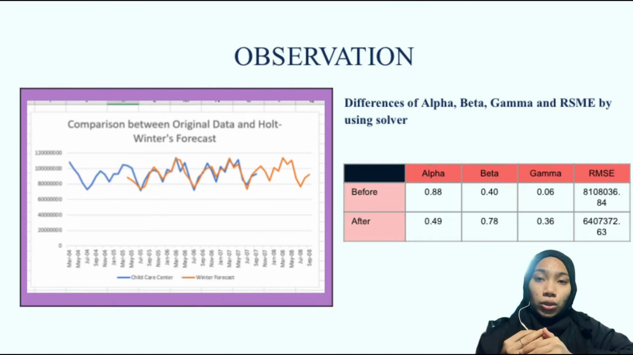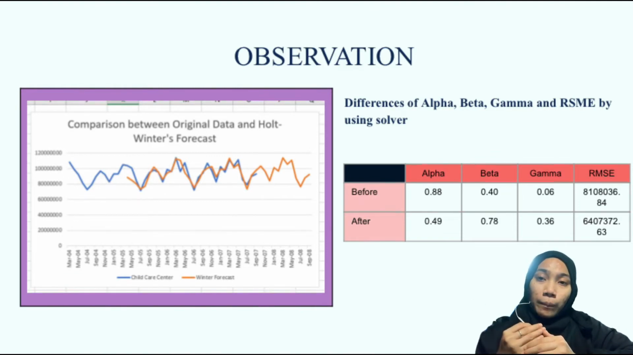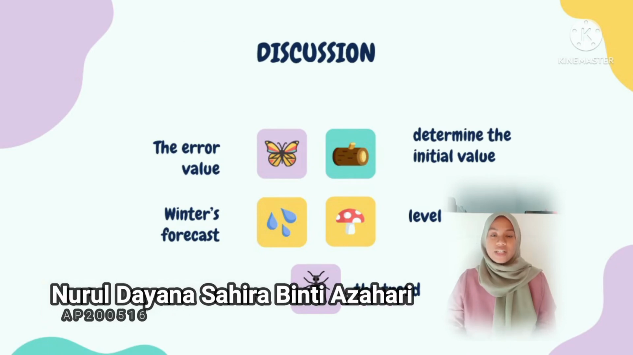Moreover, the table shows the differences in alpha, beta, gamma, and RMSE before and after using Solver. By using alpha 0.88, beta 0.4, and gamma 0.06, before Solver, the result of RMSE is 8,136.84, and after using Solver, the number is lower, which is 6,407,372.63.